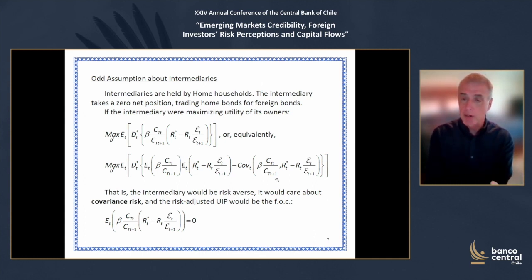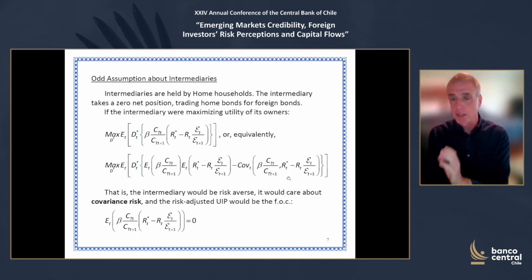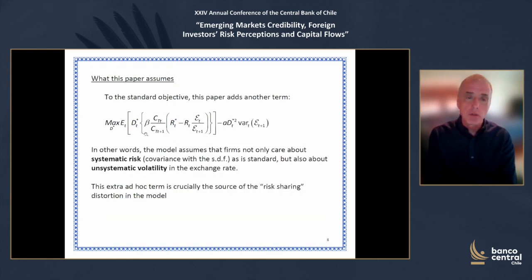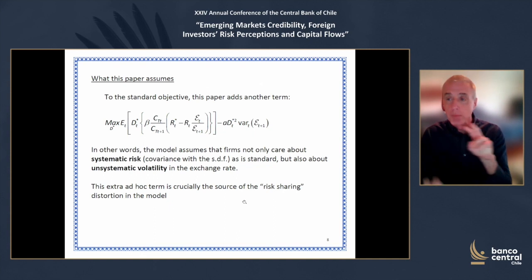They've got the systematic risk that they care about, the risk of the excess returns and how it covaries with the stochastic discount factor. What's odd is that to that term, which already contains systematic risk, they append another term for the intermediary where they care for some reason about unsystematic volatility in the exchange rate. And so that's the thing that I think needs more micro foundations, because I don't quite get it. Why do they, I mean, I don't know.